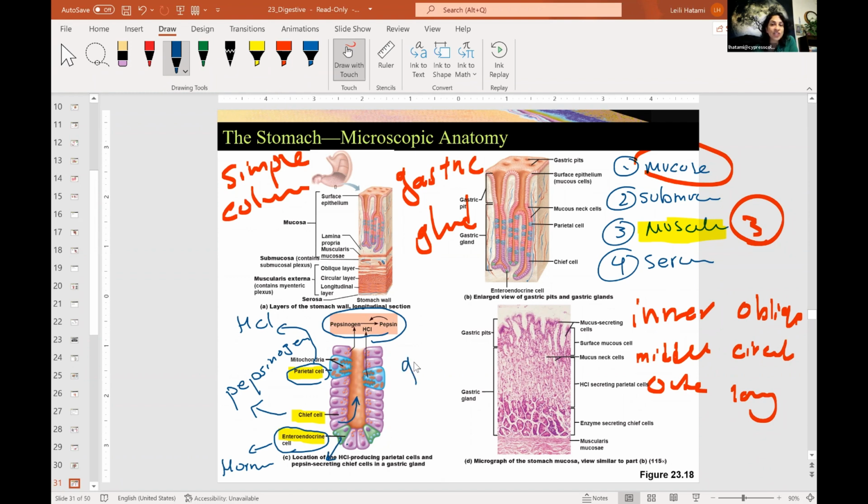So the gastric juice, which we can find in the lumen of the stomach, is composed of the acid, mucus, pepsin, but not hormones, because hormones are going to be released into the blood.